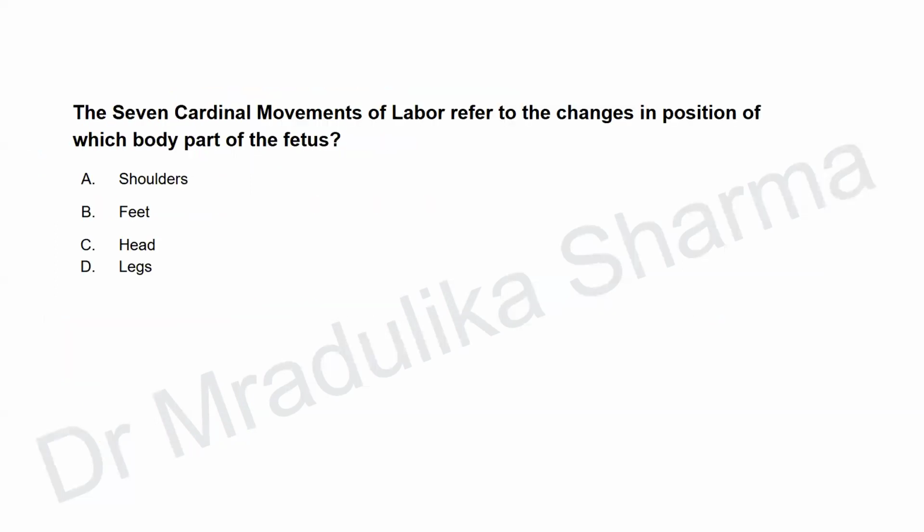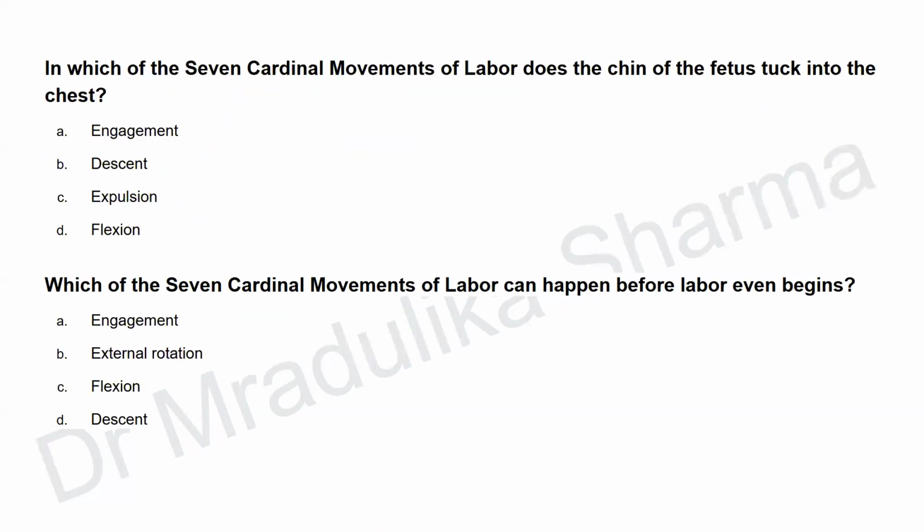Now, the 7 cardinal movements of labor refer to the changes in position of which body part of the fetus? The shoulder, feet, head, or legs? The answer is C, head. In which of the 7 cardinal movements of labor does the chin of the fetus tuck into the chest? It is the flexion, when the chin of the fetus is tucked into the chest to reduce the diameter of the head.